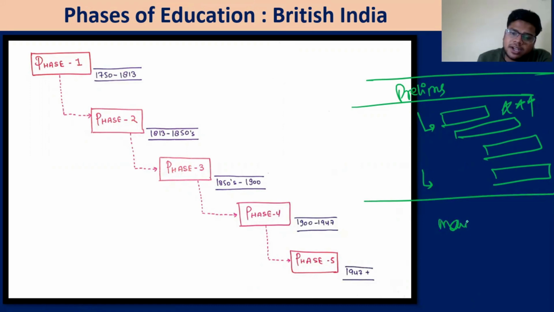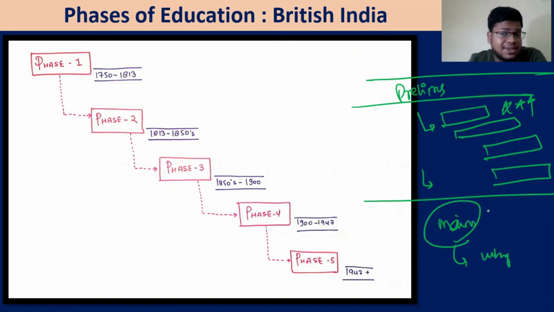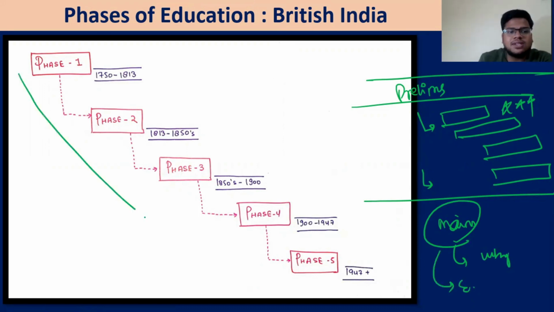Then from the mains perspective, they can ask you overall why education was introduced. So the previous slide, a complete question can come from it, and what have been the fallouts. Take that as the first type of question. The second can be a factual question, where they want you to trace these phases from 1 to 5.